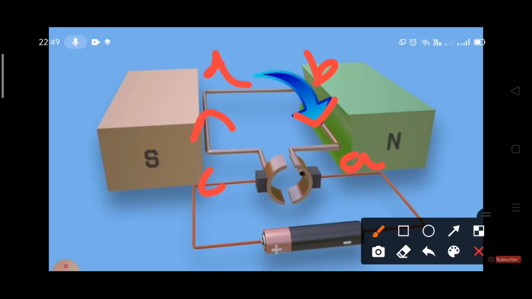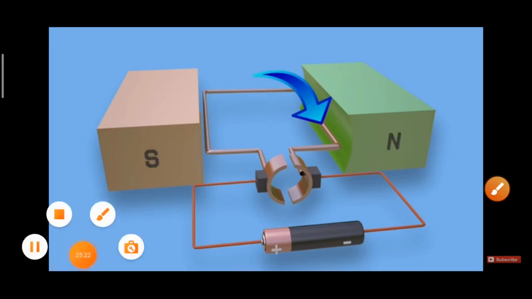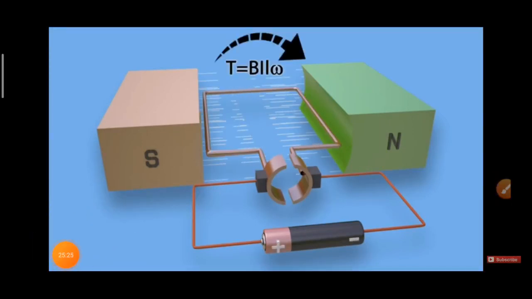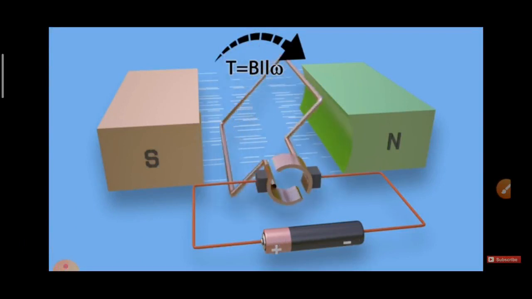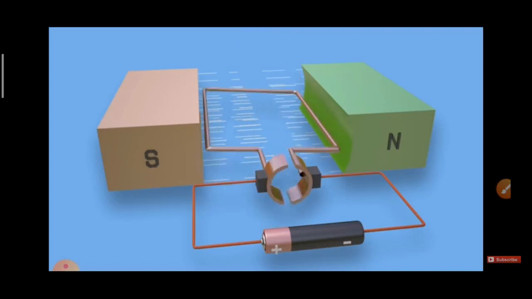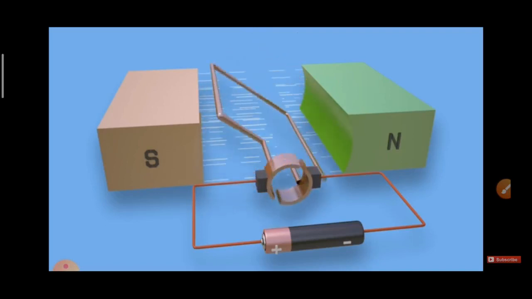Now you can apply again Fleming's left hand rule and you will find out similarly that current is flowing C to D, so CD will move downwards. In this way it will make a complete rotation like this. You can see it will keep continuing rotating as soon as the current is passing in the circuit.